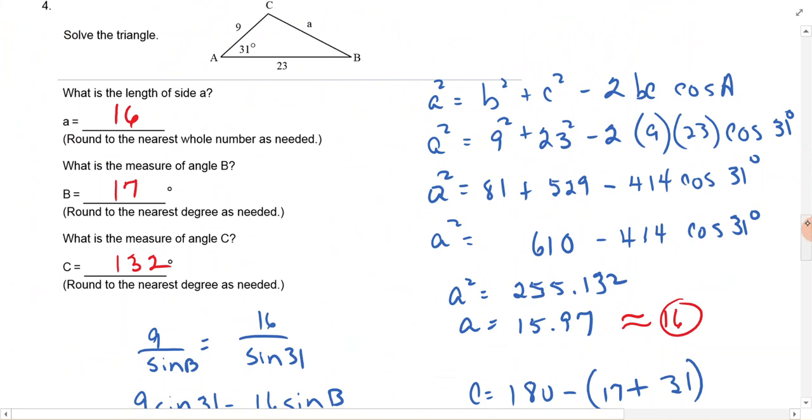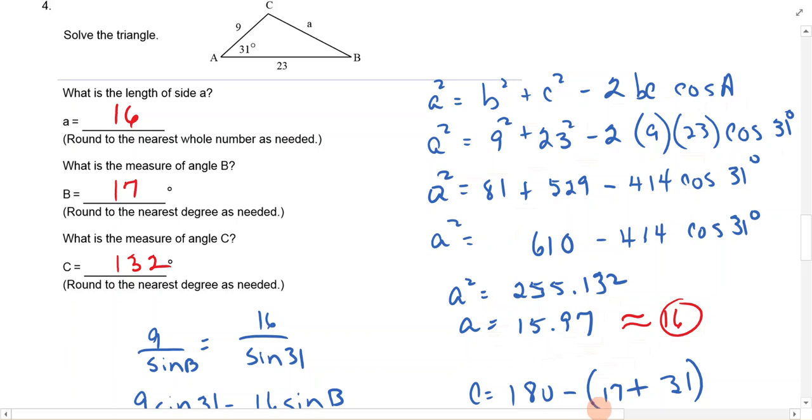In this triangle, we're supposed to find side A and angle B and angle C. It's the exact same thing. We're going to use A squared equals this. Plug in everything you get. You end up with A squared is 255.132. And the square root of that is 15.97. It says round to the whole number, so that's 16.